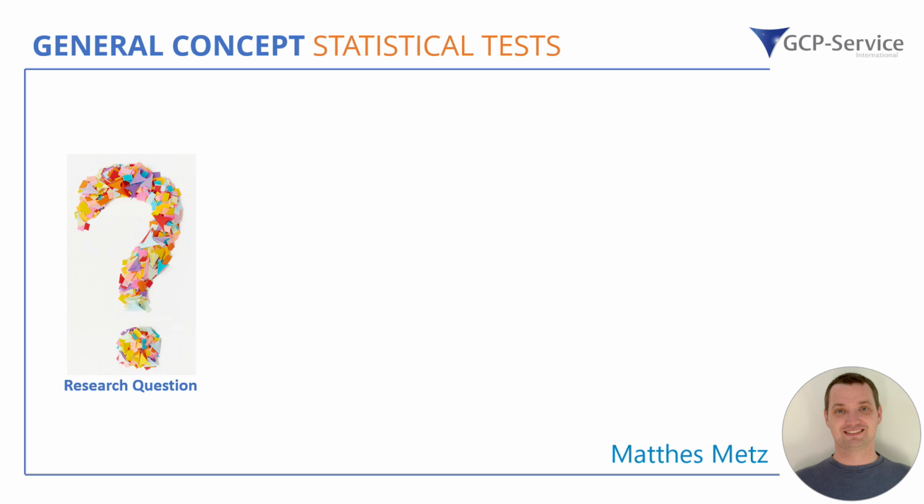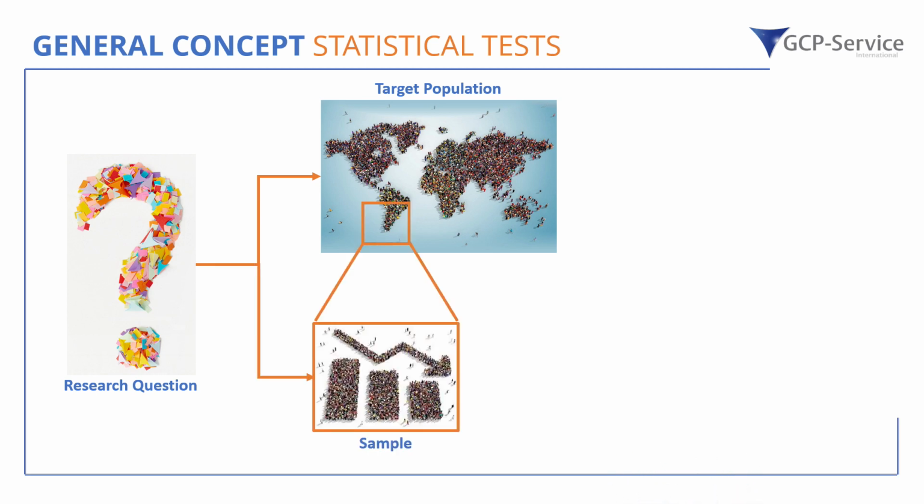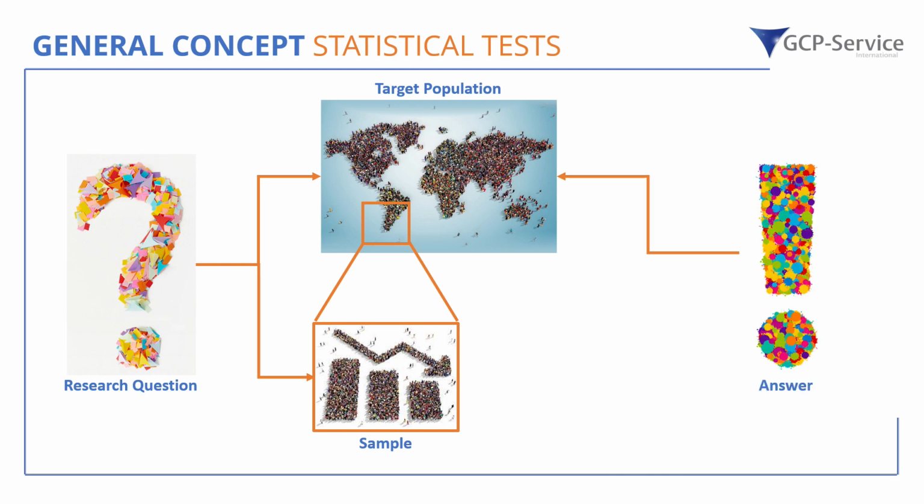And each project always starts with the research question. And the research question is regarding a target population. That could be the whole population of the Earth. It could also be a subgroup of it. But in most cases, and I think in nearly all cases, it's not possible to really investigate the complete target population to answer your research question. And therefore, we have to draw a sample from our target population. And with that sample, we are trying to answer the research question.